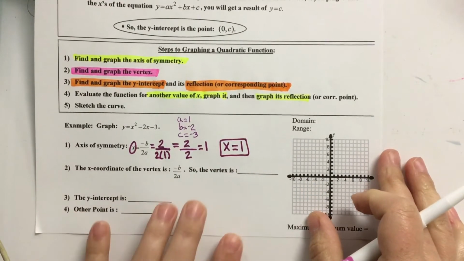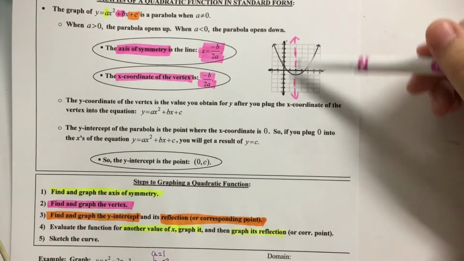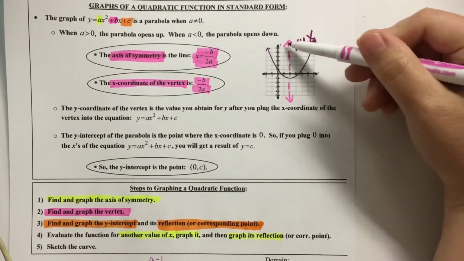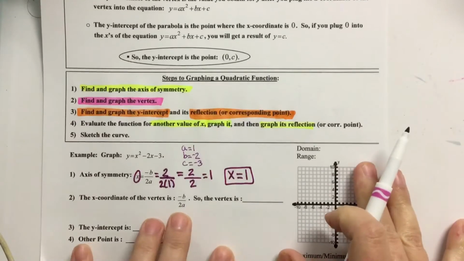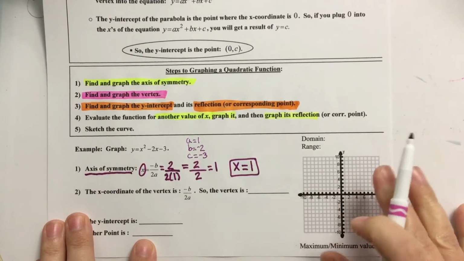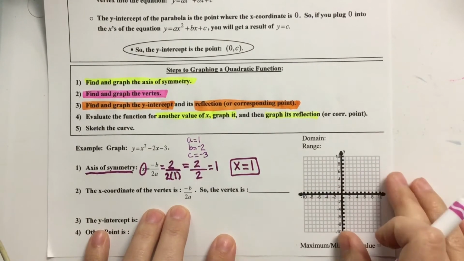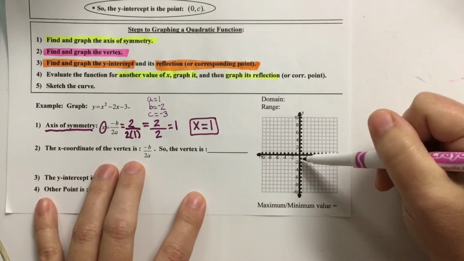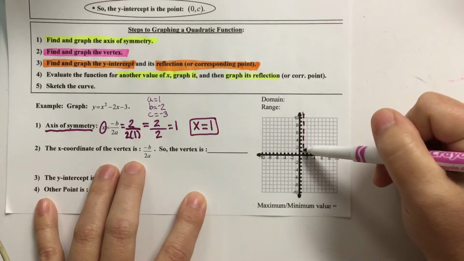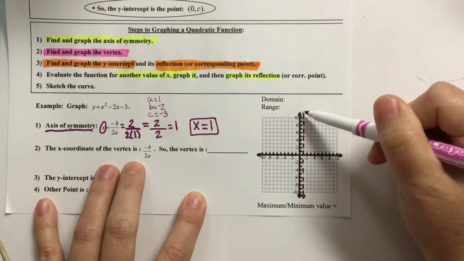Remember, the axis of symmetry is a vertical line, which means it's going to use the letter x equals in its equation. So every time you find the axis of symmetry, make sure you have x equals. Now I'm going to draw this vertical line. I'm going to go to where x is 1, and draw a dashed vertical line. This is the line that's going to split our parabola in half.